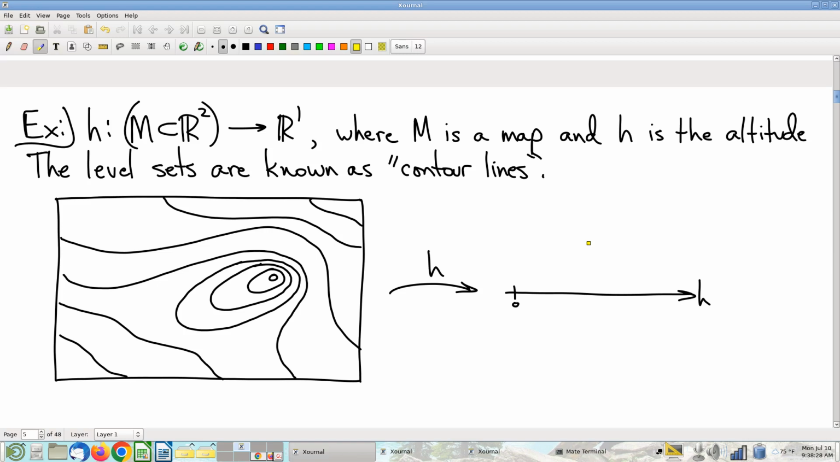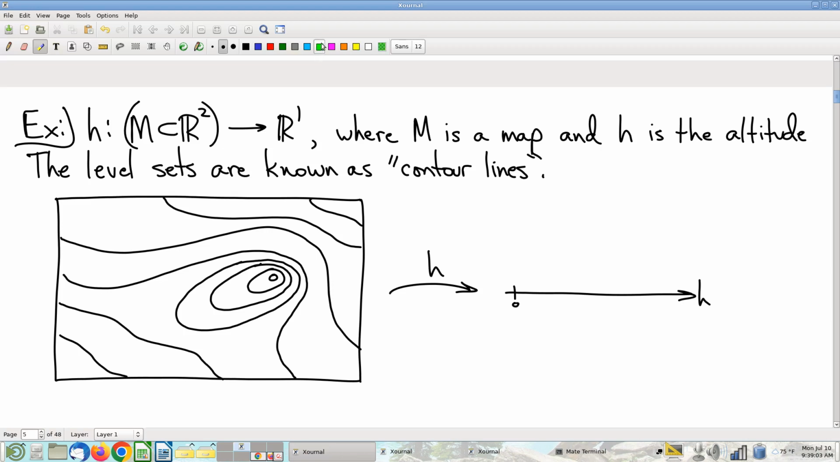By the way, you can get what they call contour maps on Google Maps. If you zoom in just the right level, and if you click one of the options, I don't remember what they call it on Google Maps. But anyway, there's an option where you can see the contour lines, and you can get something that looks a lot like this. So if you think about it, contour lines are level sets.